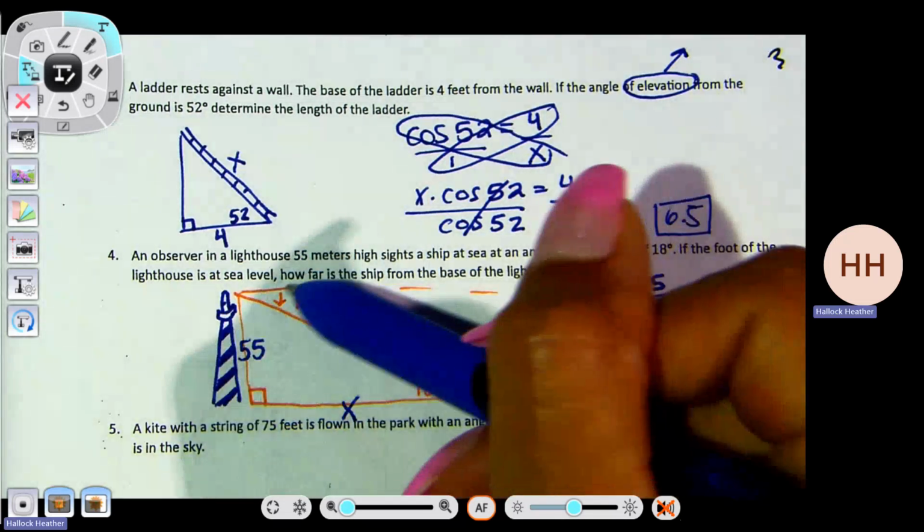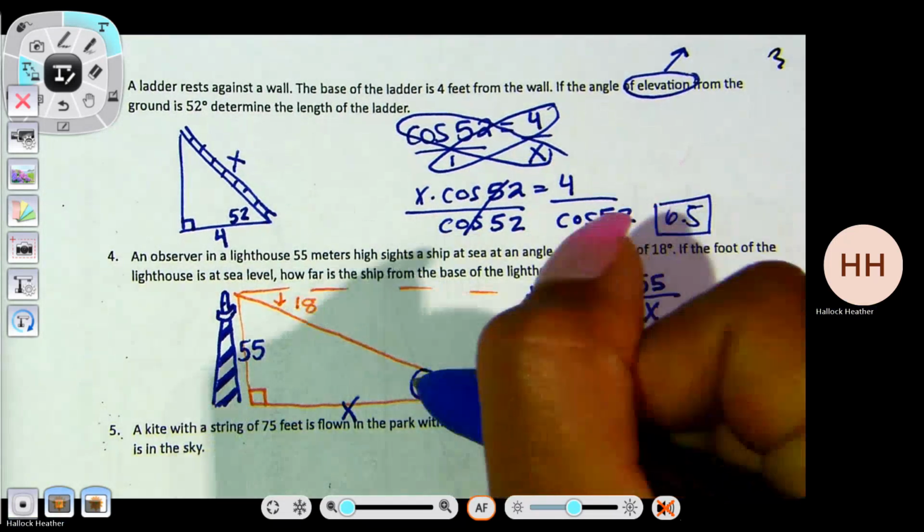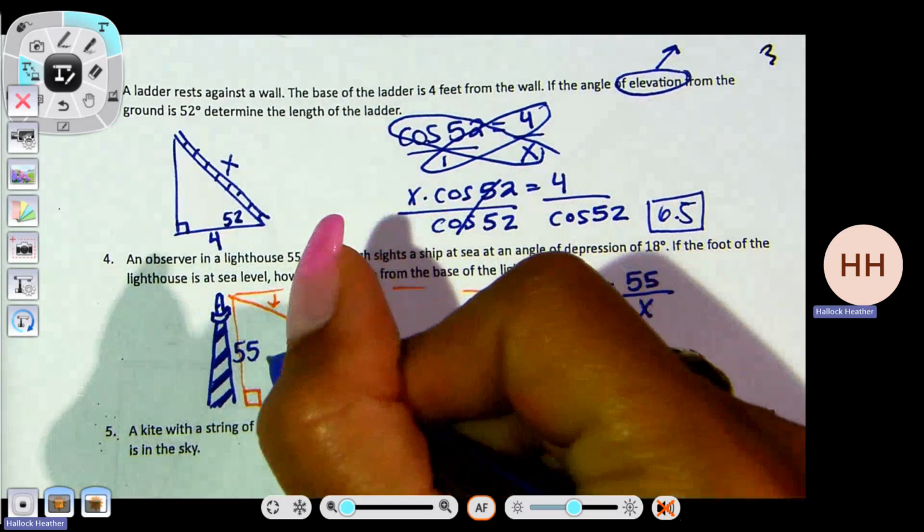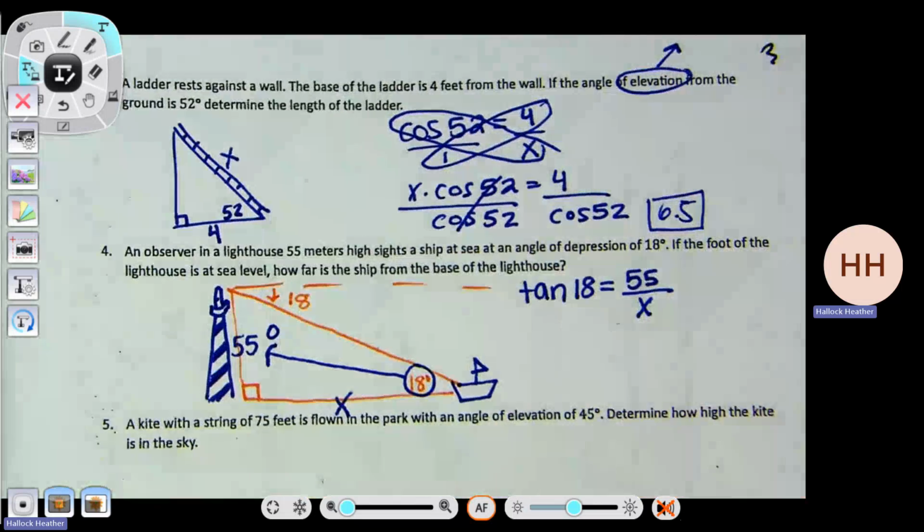But you're not using this 18, you're using this 18, the one that's inside. It's 55. No, it's opposite over adjacent. Or am I wrong? So TOA. Look at your triangle, it's opposite over adjacent.